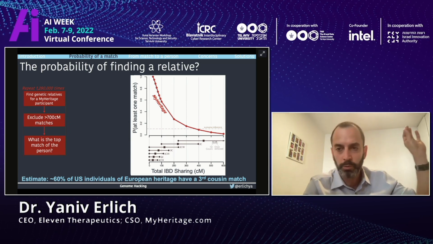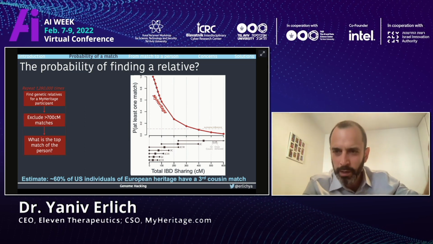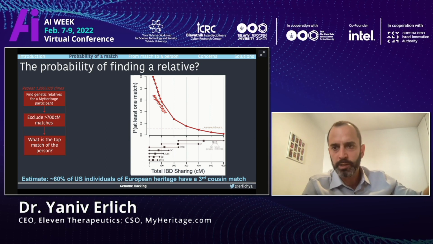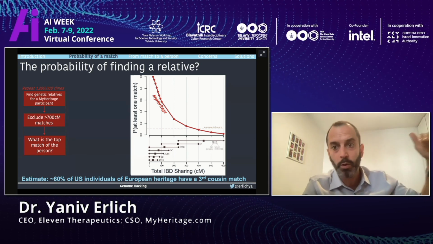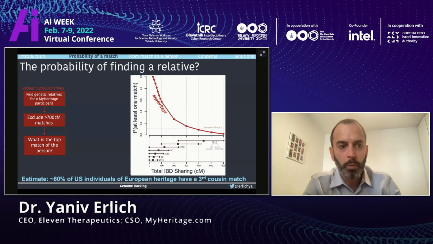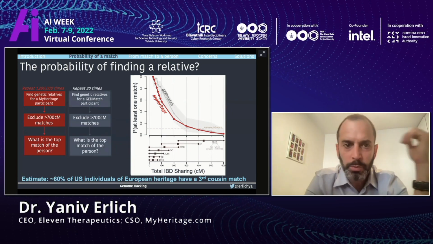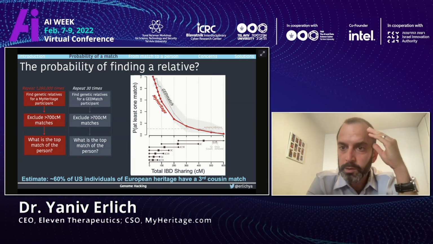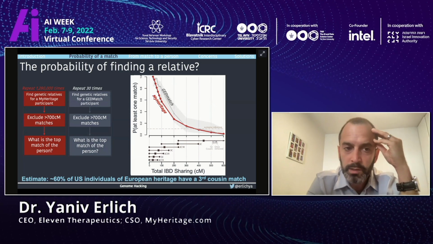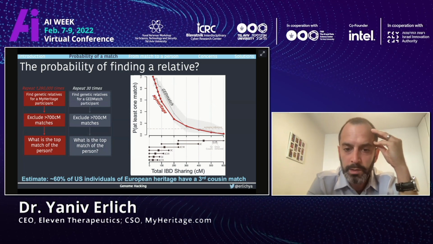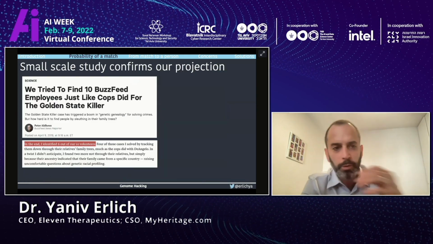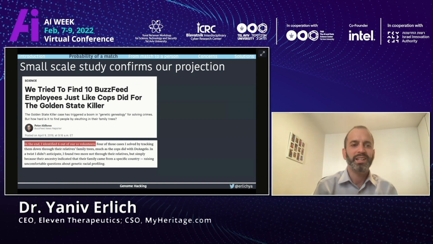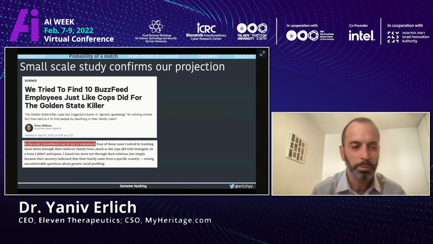So give me a person at random from the US population, mostly of European heritage. Let's put this DNA in our database. We'll have a 60% chance that the best match would be a third cousin or closer. We repeated the same process also with GEDmatch, with their website. It's a different database, and we got very similar results. So 60% chance of finding a third cousin. Now, after that, there was a tiny study, but this tiny study was consistent with our expectation.